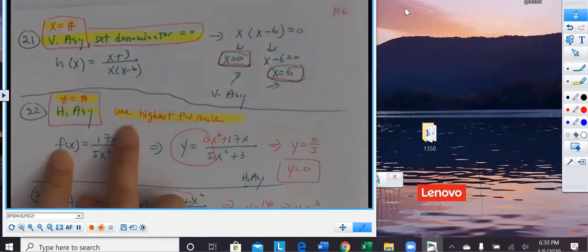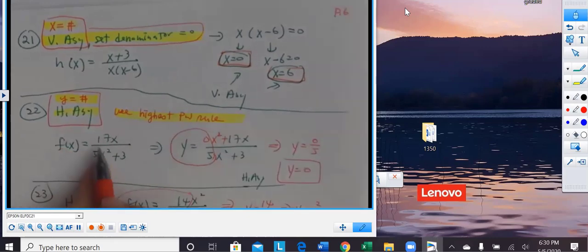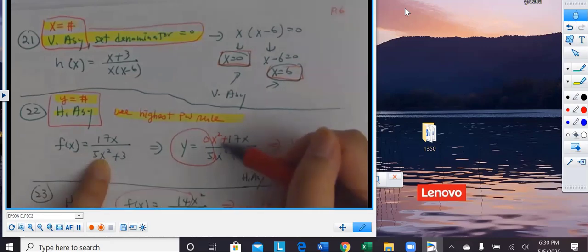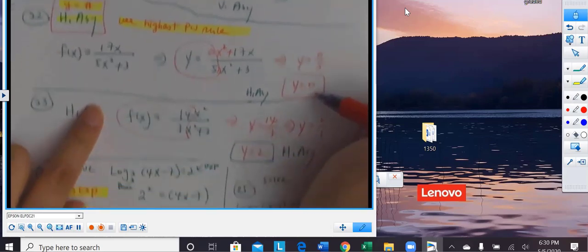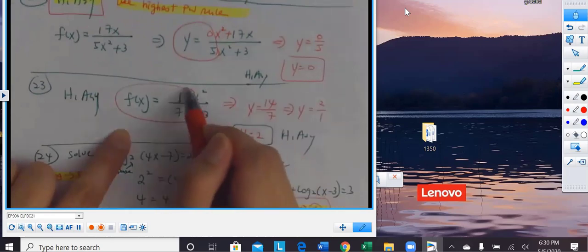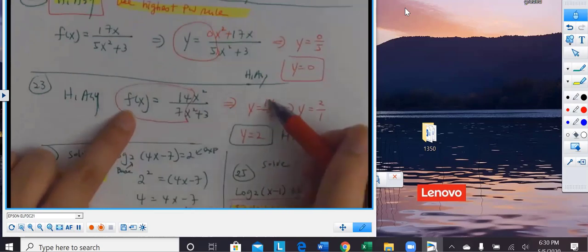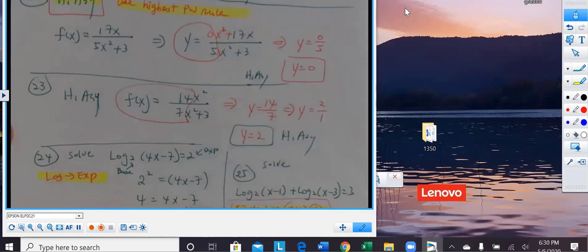Horizontal asymptote, we use the highest power rule. So I need them to match. So the first one, the bottom is squared. The top doesn't have a square. So I force a term here, put a 0 here. So it means y equal to 0 over 5, which is y equal to 0, my horizontal asymptote. And the next one, they match, x squared. So I just pick up the leading coefficients. So y equal to 14 divided by 7. So it's y equal to 2 as my horizontal asymptote. Okay?